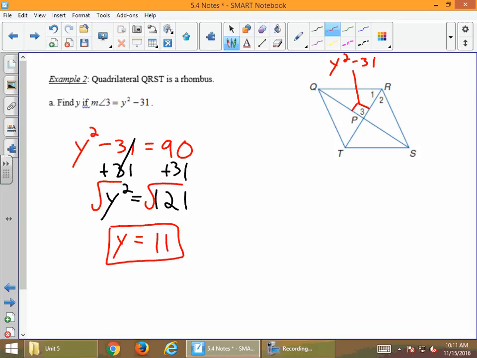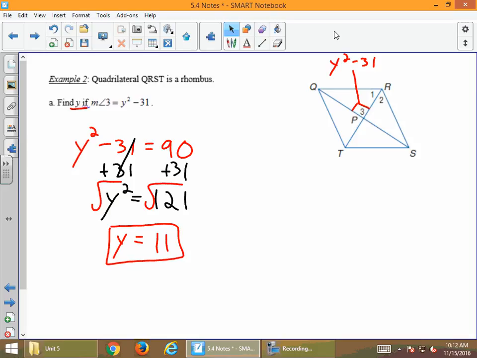Okay, are we done? Can I move on to the next problem? Aaron, am I done? You sure? She's shaking her head yes. We are done because it says find y. Found it. There it is. Okay. Diagonals are perpendicular. They make 90-degree angles.